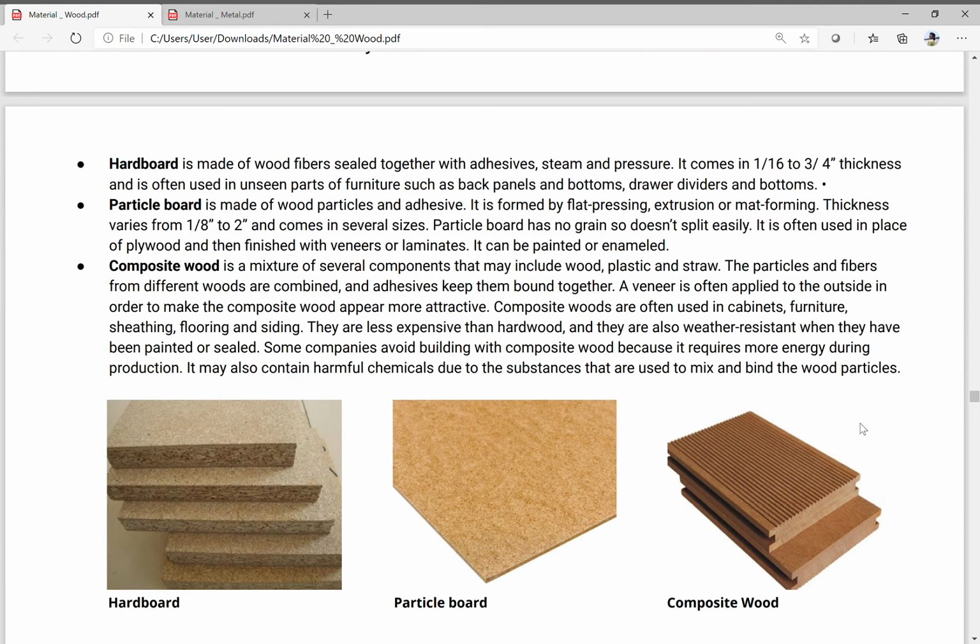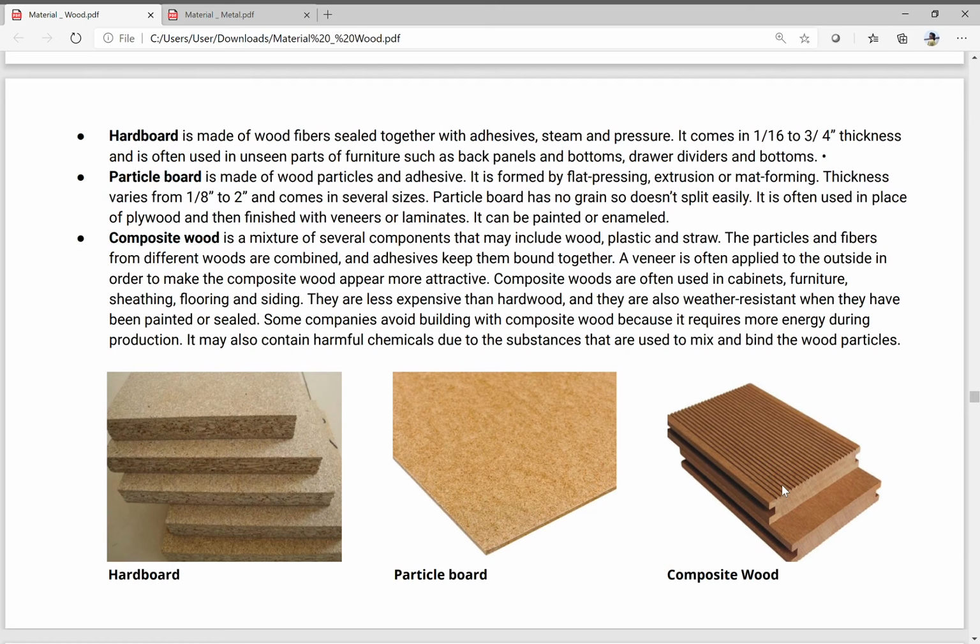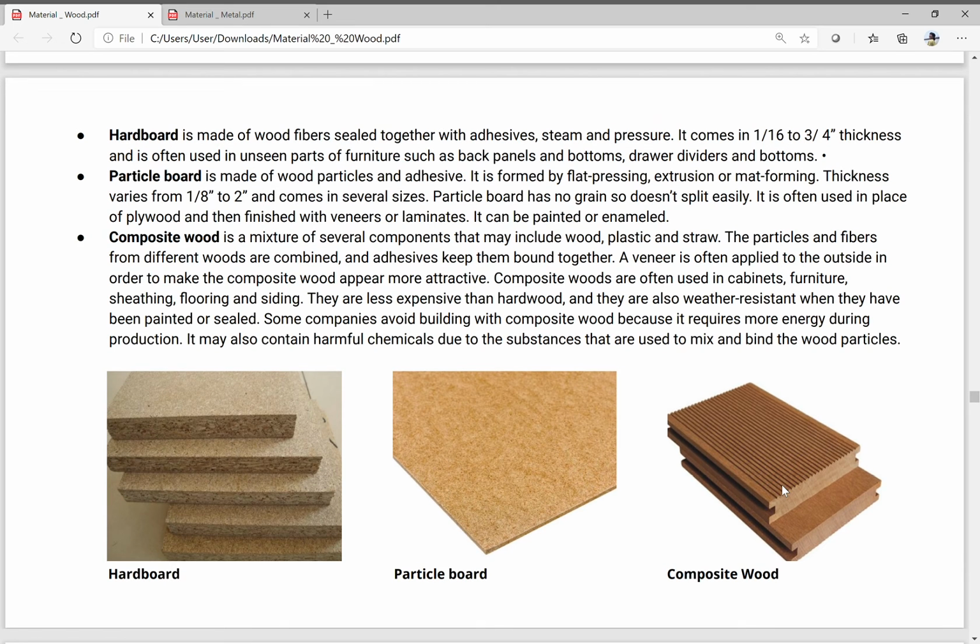So this is wood made of wood fiber. So you have your hardboard and particle board. These are the materials used when you are, let's say, specifying for cabinetry. And then you have your composite wood. So hopefully we have a more sustainable approach to the alternative materials.